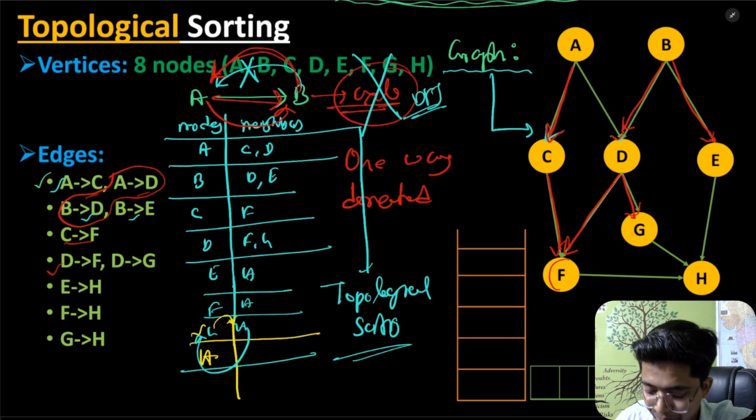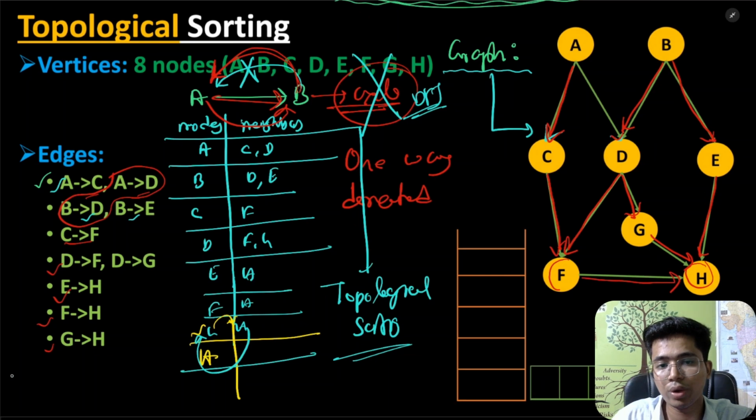As it is working, now E is pointing to H. So this is our H node and E is pointing to the H node. G is also pointing to this node and F is also pointing to this node. So all are pointing to this node, and by this we have constructed the whole graph.